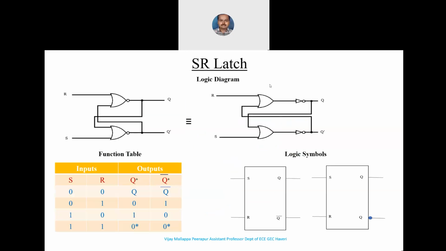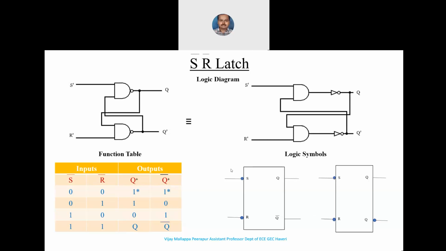I explained the SR latch, how it works, and the behavior of the SR latch is given by the function table. We understood what the next state, the previous state, and the present state are, right? We understood the working of an SR latch, and also we studied the S bar R bar latch, the SR complement latch. Here we use an AND gate; in the SR latch we use a NOR gate. We understood this, and I also demonstrated the same with the help of simulation.